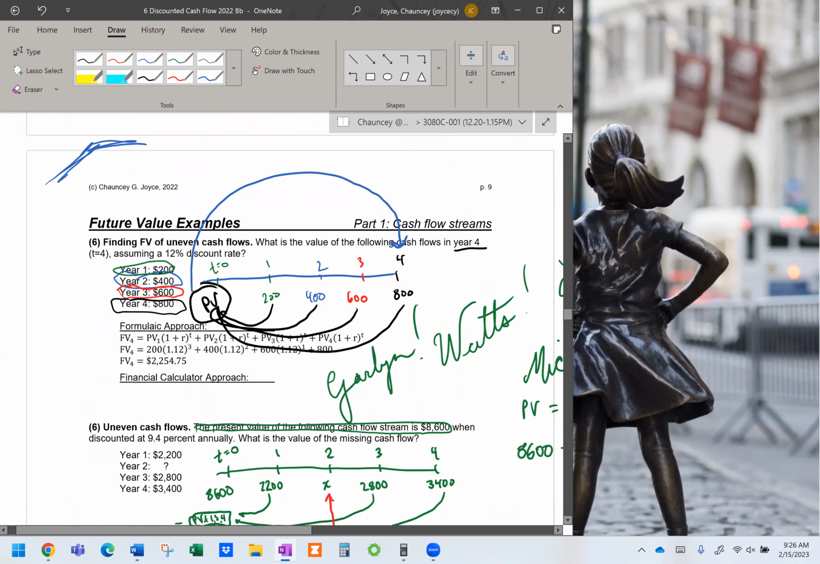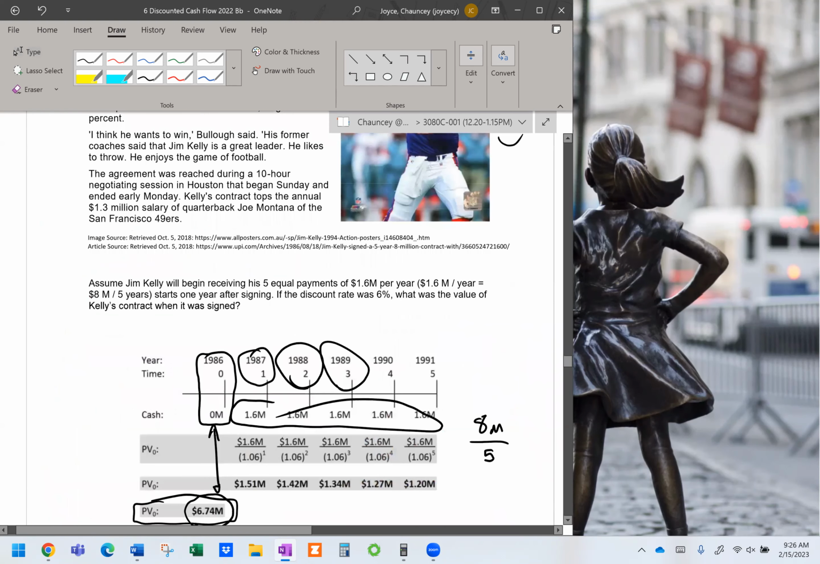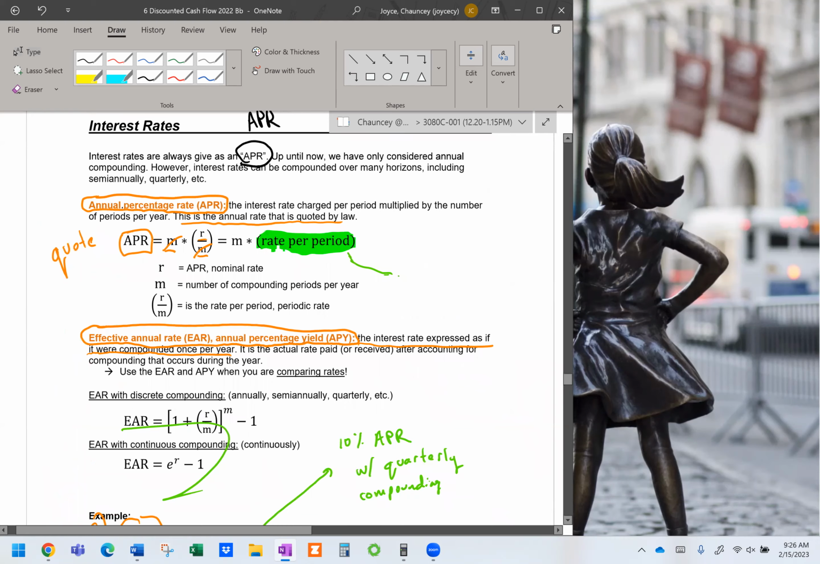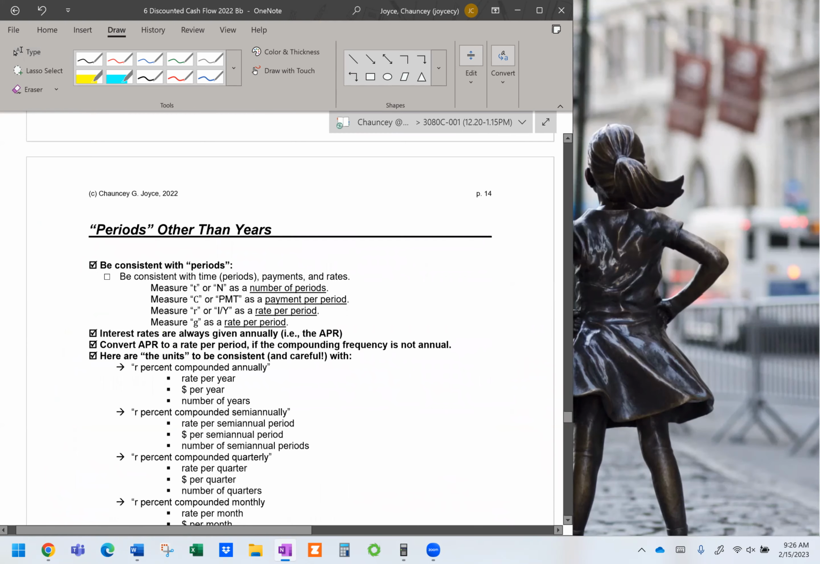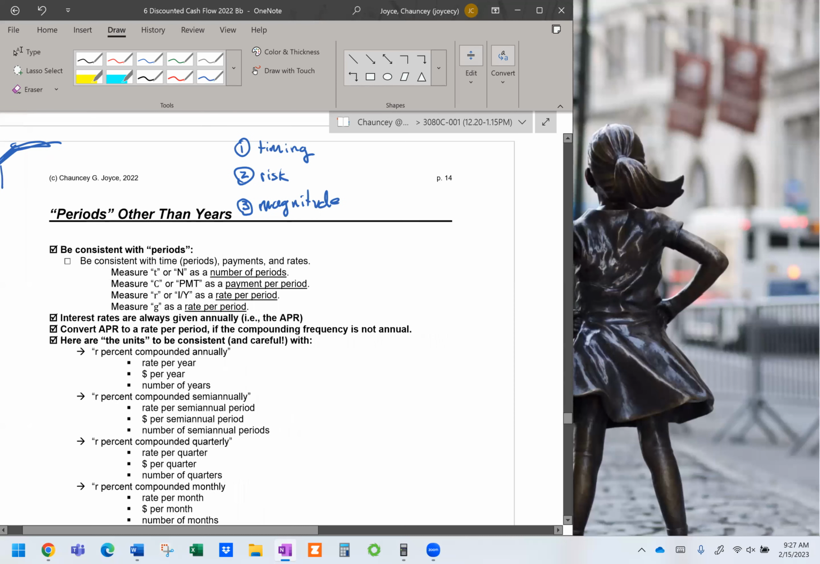Now, the thing that's going to change for us is no longer thinking in terms of years, but rather thinking in terms of periods when discounting these cash flows. So when we have periods other than 1 year, we still can rely on that main framework. That valuation is about timing, risk, and magnitude. So that will still guide us.